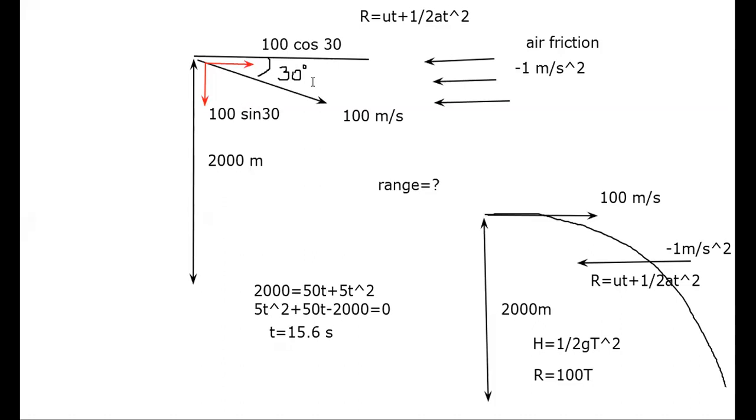Yeah, Karthik. So what did you do in the second question? You're asking for the second part of the question with the changes I made. I just made a small change. I am saying air friction is also present, and air friction is horizontal, acting at a value of -1 meter per second square.